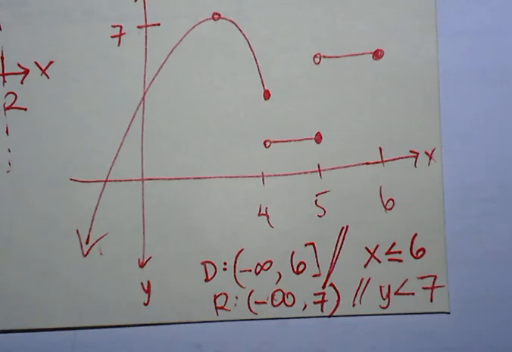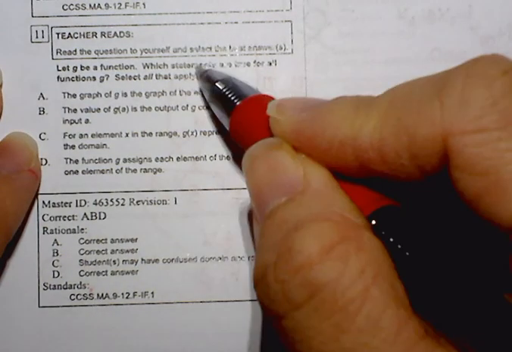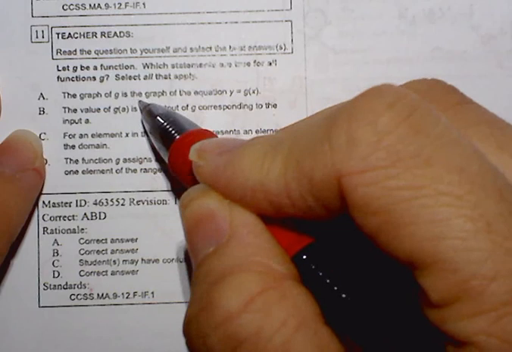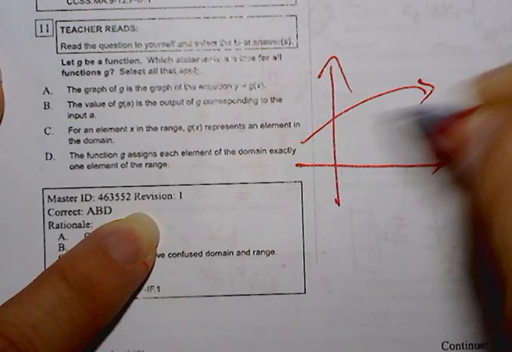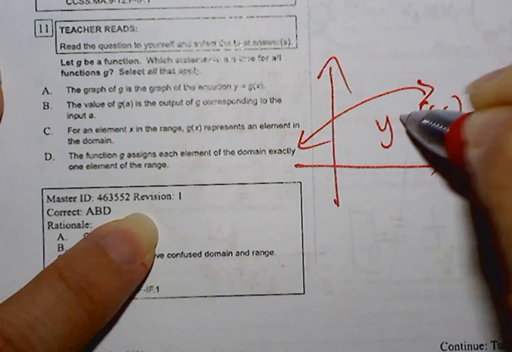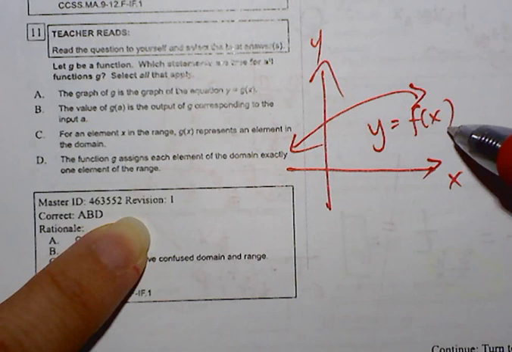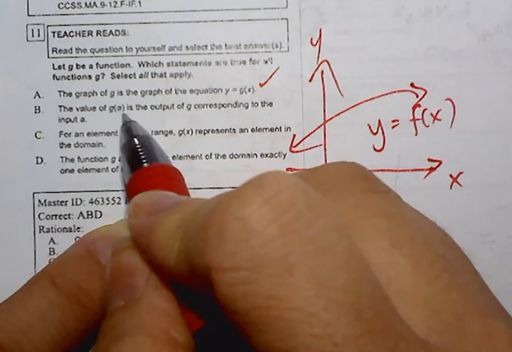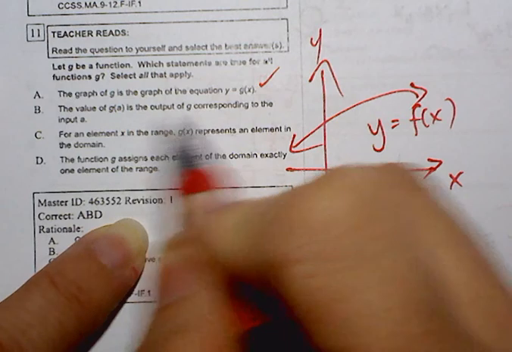Okay, number 11 says, this one is just a definition. Which of these are true? The graph of g is the graph of the equation y equals g of x. That's true. If I have a graph like this, and this is f of x, what I'm saying is I'm graphing y equals f of x. So for any x, my y has to be the result of inputting x into my f. So this is true. The value of g of a is the output of g corresponding to the input a. If you input a, g of a is the output, right? Yep. So that's correct also.